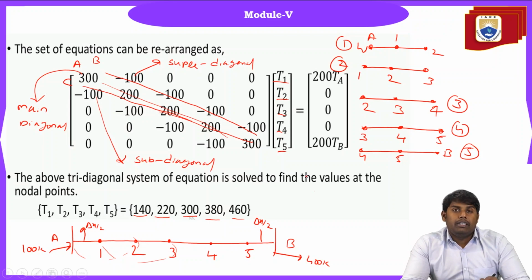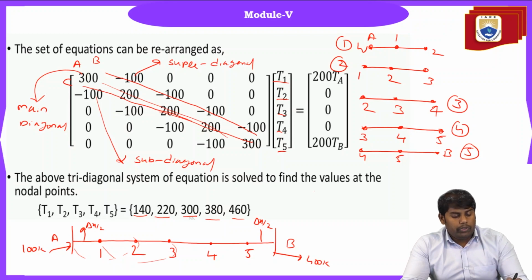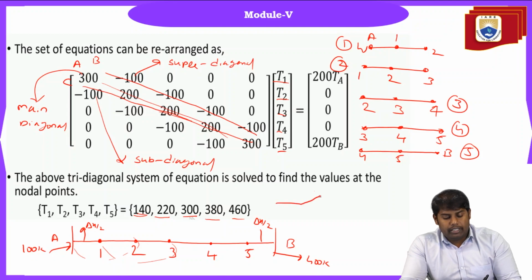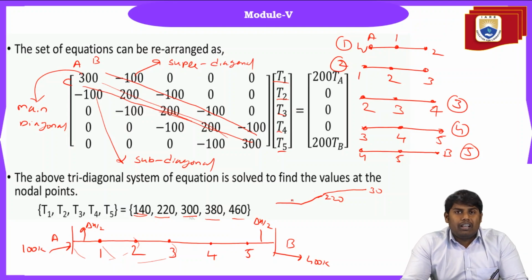Why accuracy actually? If you take more points, the connectivity improves. You can see the first one is 140, next is 200, 220, next one is 300. So the curve is not smooth actually. It's kind of non-smooth in nature where the points are fewer.